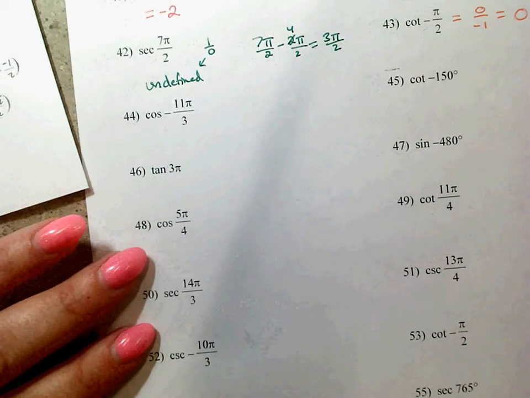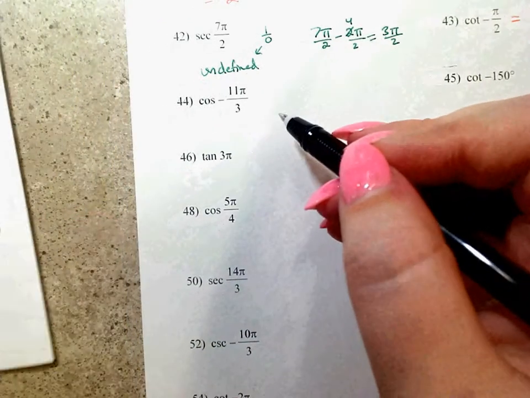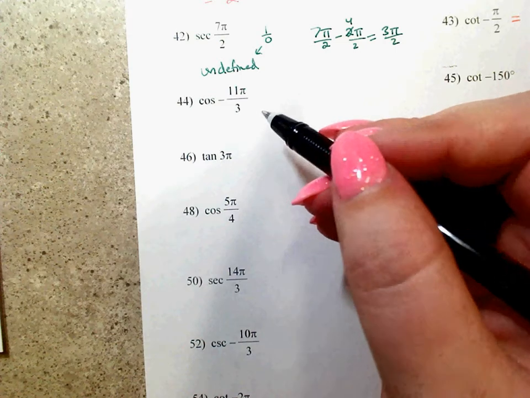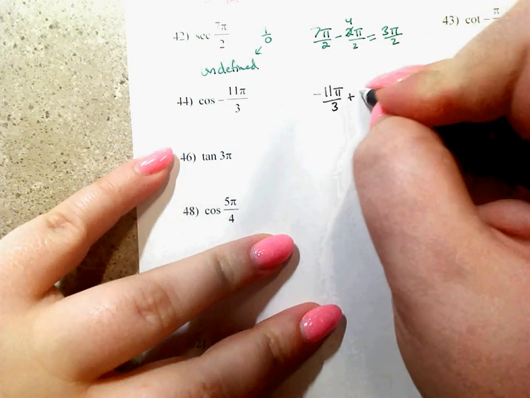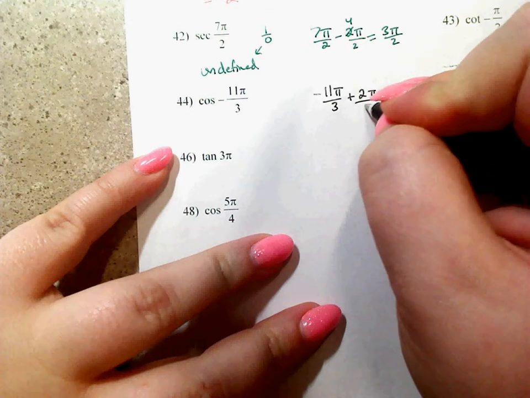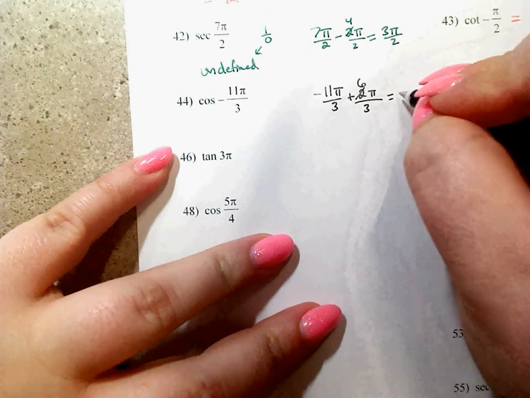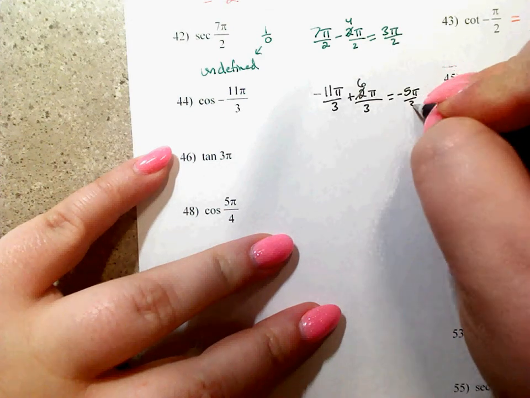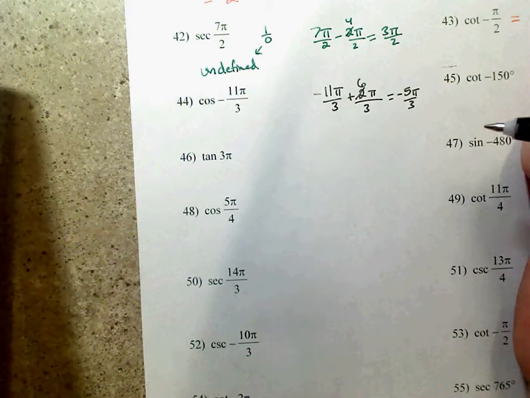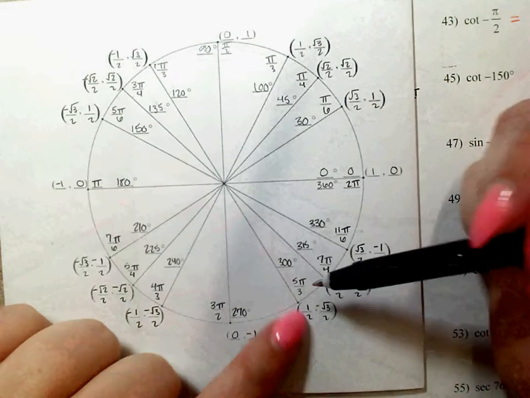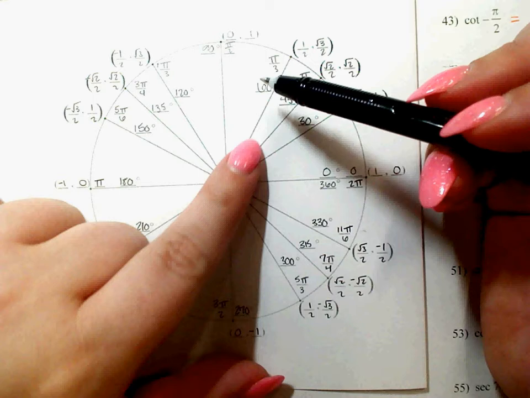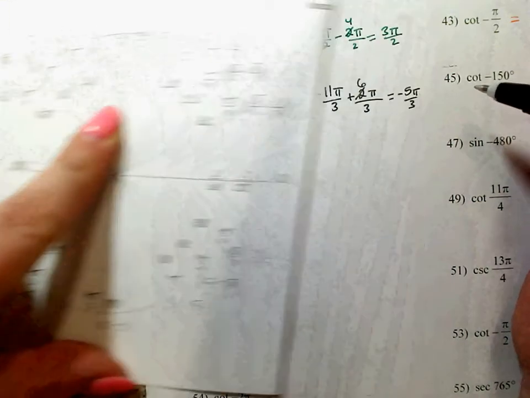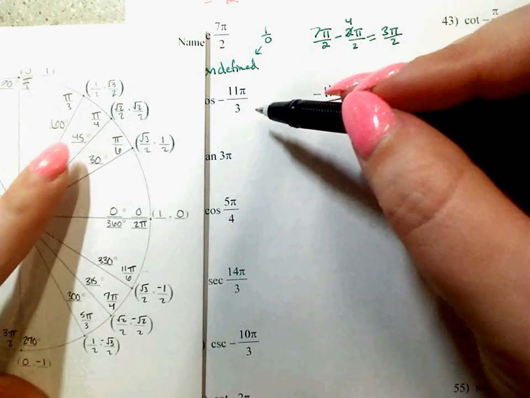On 44, negative 11 thirds is outside of the window, so I'm going to start adding a rotation since it's negative. So I'm going to add 2 pi. 2 pi is 6 thirds, so that's negative 5 thirds. That's enough. I know where that is. So I know where 5 thirds is, 300 degrees. So I'm going to go backwards 300 degrees, and it puts me at 60. So then the question is, what is cosine of that? Cosine of 60 is a positive 1/2.